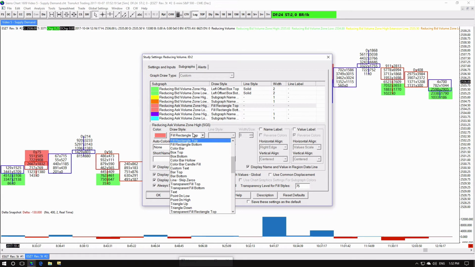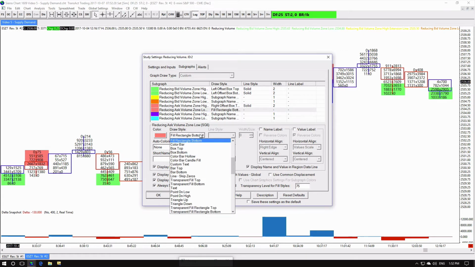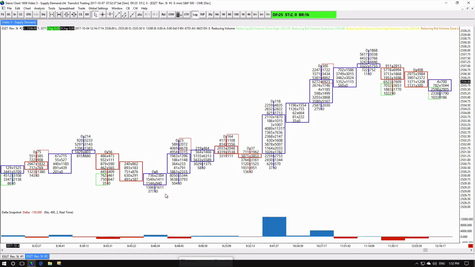We can use this indicator with a few different Sierra Chart draw styles. The box offset draw style pairs are good for a warning. Alternatively, you can use the fill draw style combinations to highlight the bar extremes.